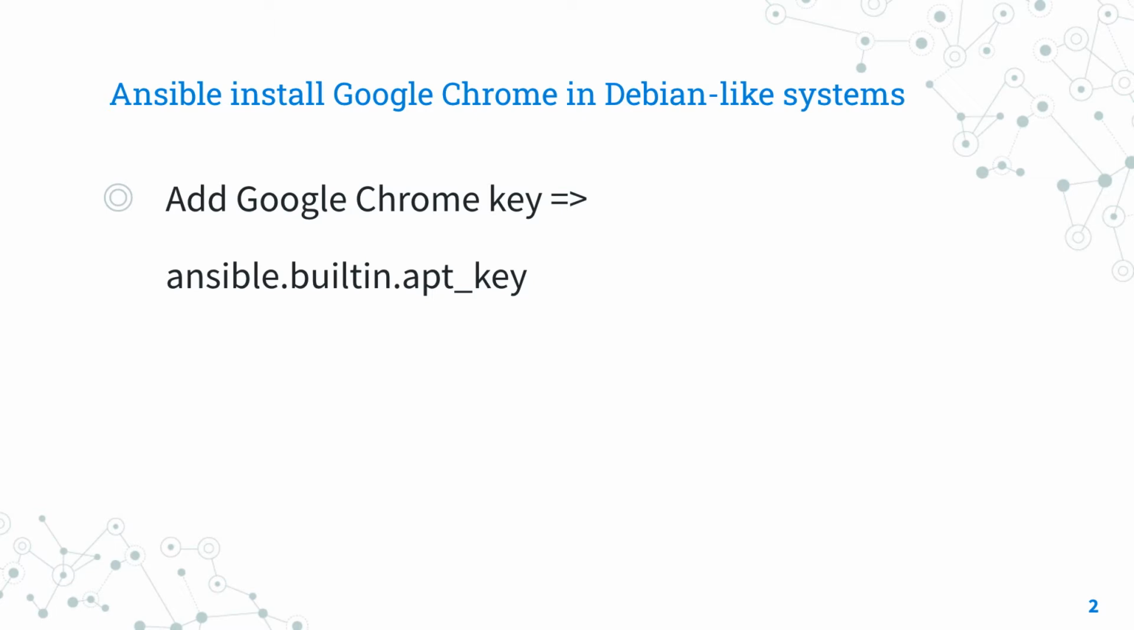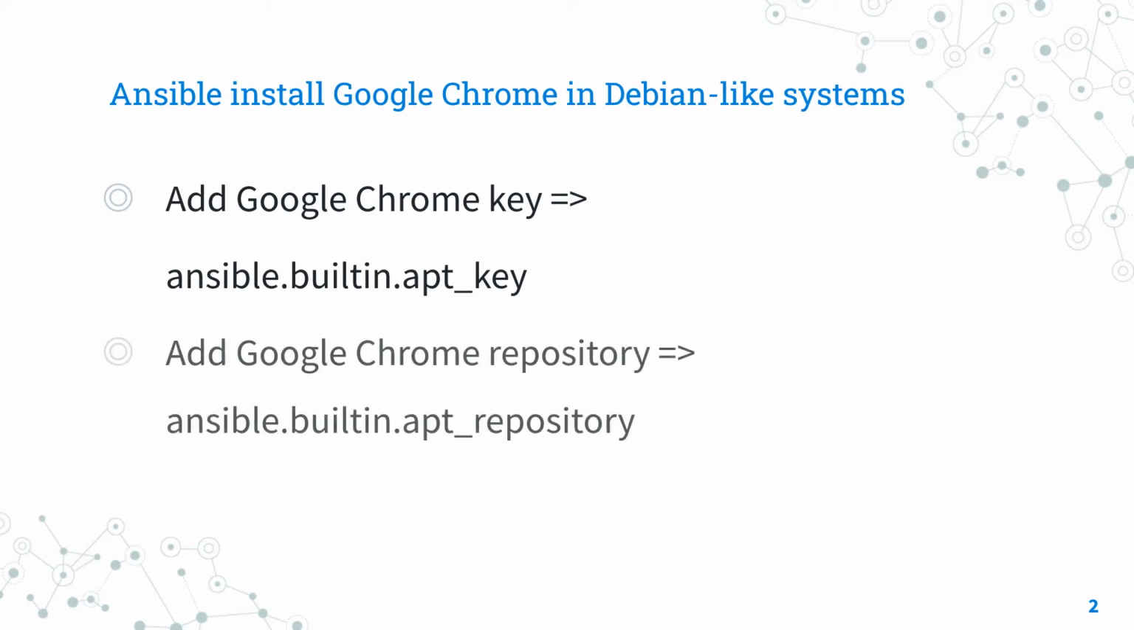This encrypted key verifies the genuineness of the packages and the repository, and guarantees that the software is the same as Google releases. The second step is to add the Google Chrome repository to the distribution. It's an extra website where APT, your distribution package manager, looks for software.